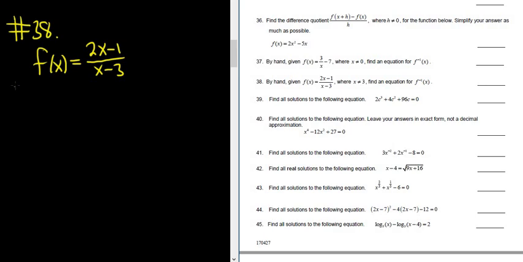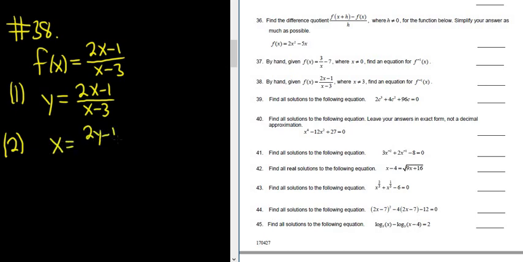So the first step when finding the inverse function is to replace f of x with y. So we get y equals (2x minus 1) over (x minus 3). The second step is to replace x with y and y with x, so you switch the x's and y's. So this is x equals (2y minus 1) over (y minus 3).